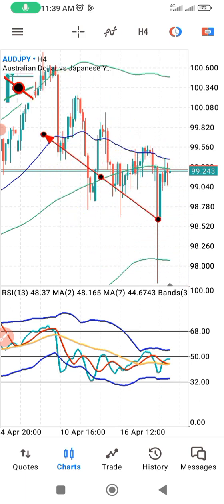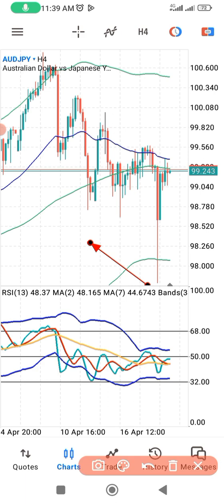So looking at this structurally, you agree with me that the market is in a downtrend. Why? Because we are having a series of lower high and lower low. Having this series of lower high, lower low, lower high, lower low, lower high, lower low, established that we are in a downtrend.